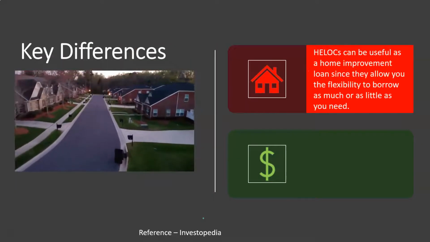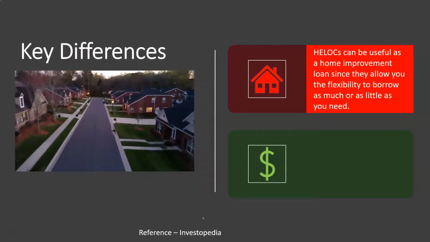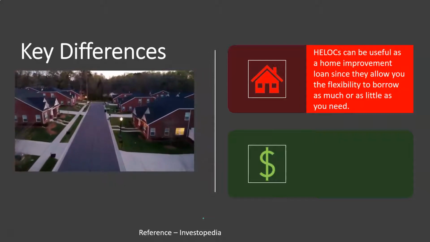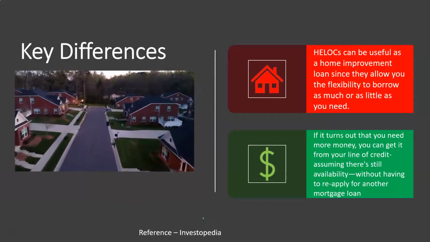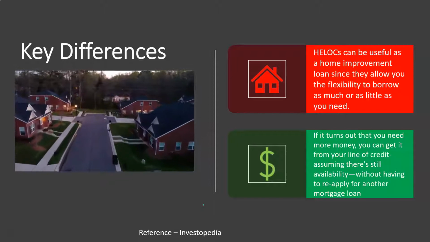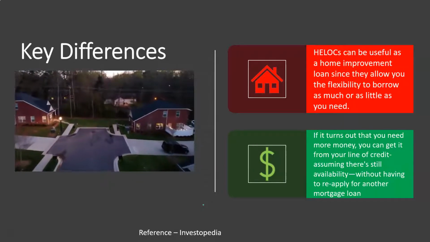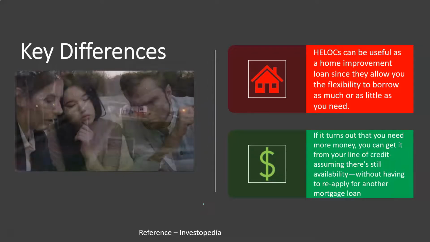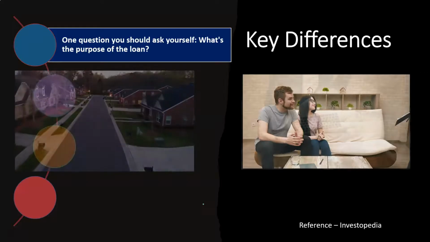So the key difference is then, HELOCs can be used as an equity improvement loan since they allow you the flexibility to borrow as much or as little as you need. So the HELOC gives you that flexibility. If it turns out that you need more money, you can get it from your line of credit, assuming there's still availability, without having to reapply for another mortgage loan. That's going to be some of the benefits of the HELOC, that flexibility to pull the money out if needed up to a certain limit.